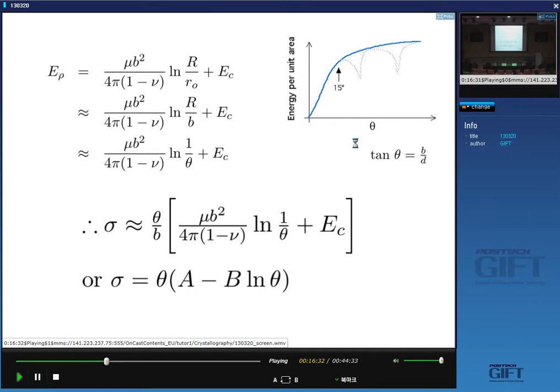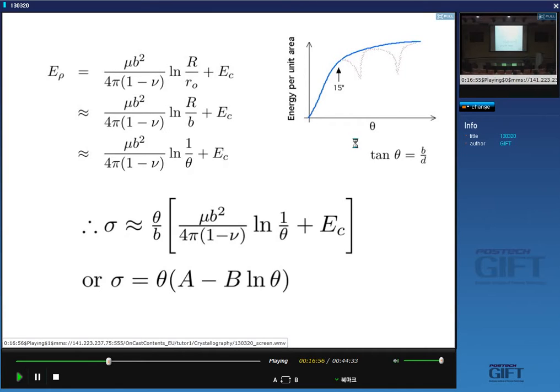So this function behaves like the curve that I showed you. It starts off more or less linearly and then flattens out because the energy per unit length of the dislocation is decreasing when you put the dislocations on top of each other. Okay, everyone happy with that? So we obtain a function which looks like this.